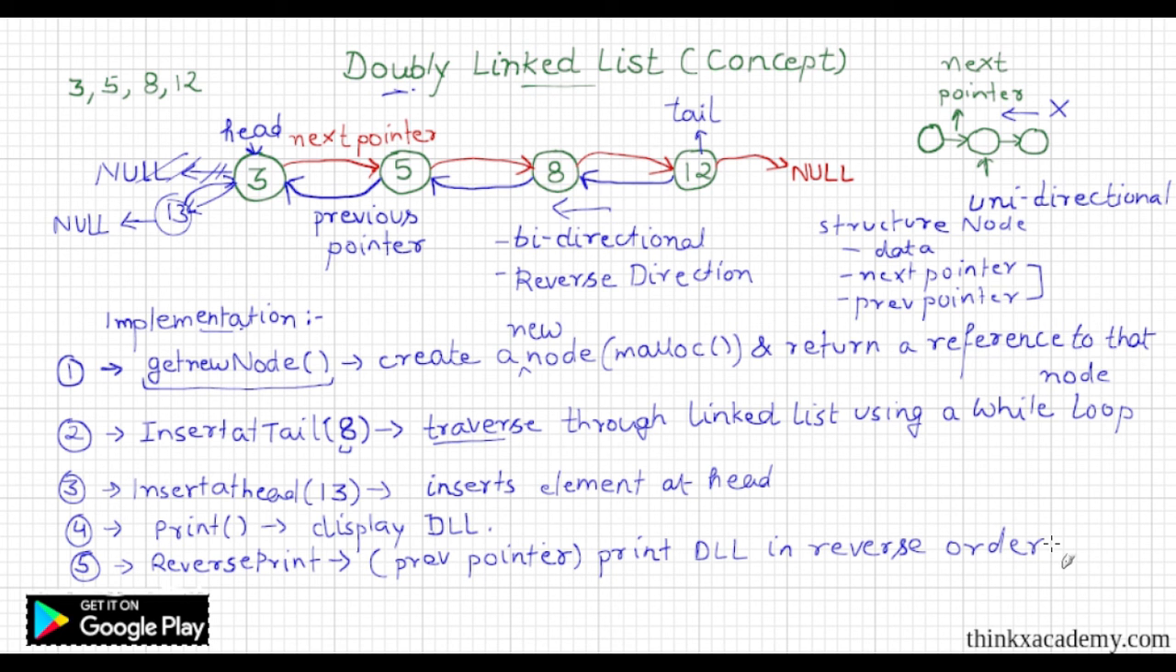So this is the main use of a doubly linked list: reversing. You can just display your doubly linked list in the reverse order, which was not possible in our singly linked list. So in the next tutorial we are going to implement these 5 functions one by one, and we will see how we can use a doubly linked list to display the data elements in reversal, or you can say in the reverse order.